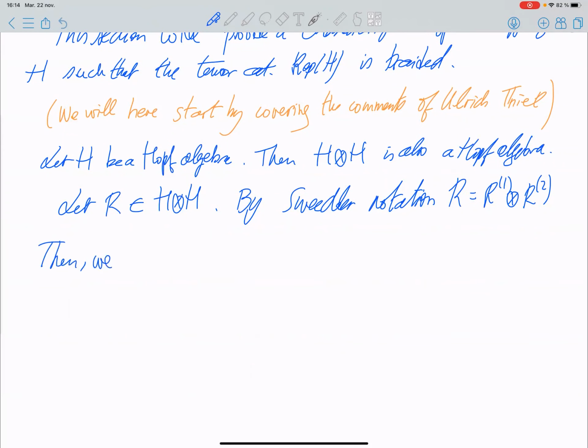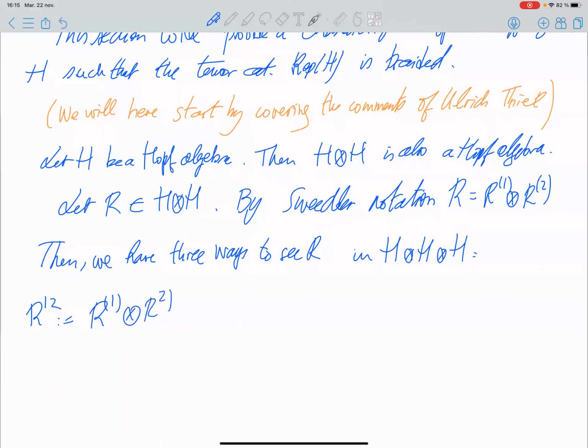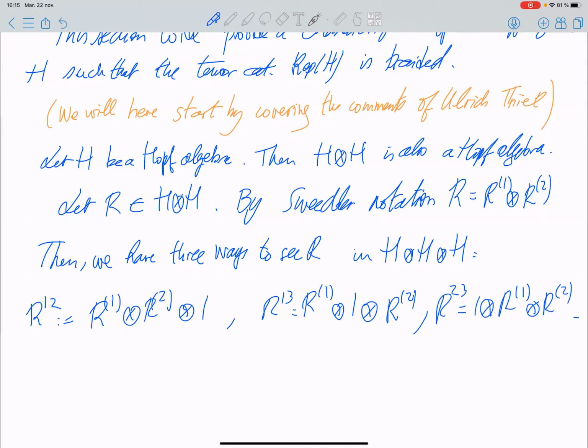Then we have three ways to see R in H tensor H. They are as follows: R12, which is R1 tensor R2 tensor 1; R13, where you put the 1 in the middle; and R23, where you put the 1 at the beginning. Okay.